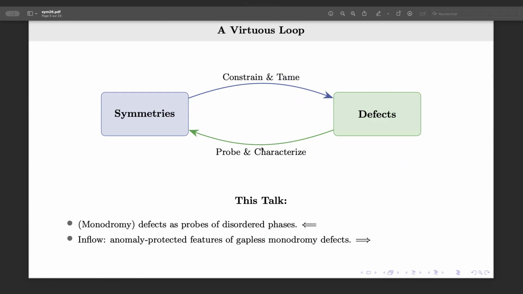So in this talk, I will talk about a special type of defect, which is the monodromy defect. One implication will be using them to probe disordered phases of matter. This is something well known in condensed matter. And the other arrow will be to use anomaly flow to predict the protected features of these defects in gapless phases.